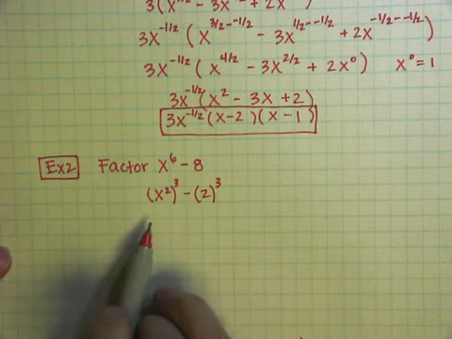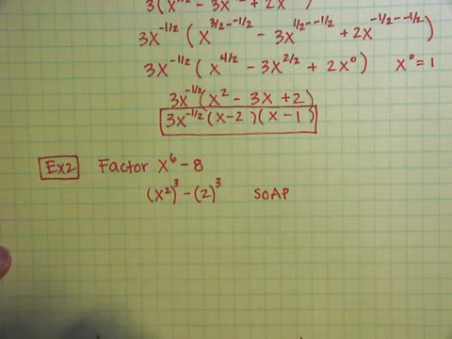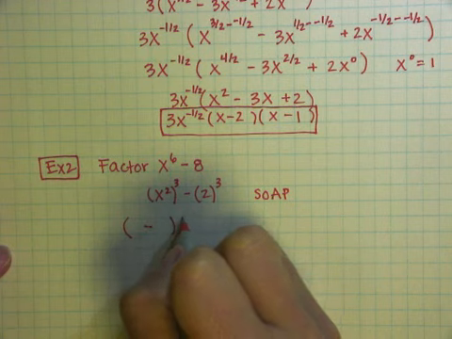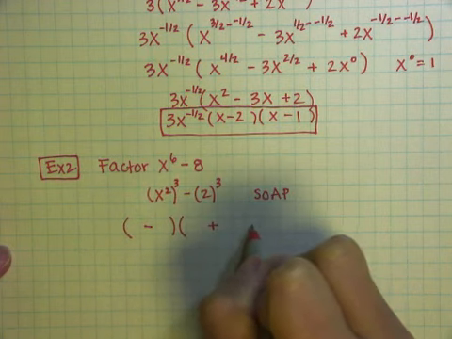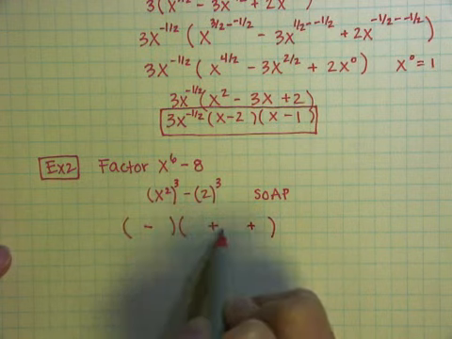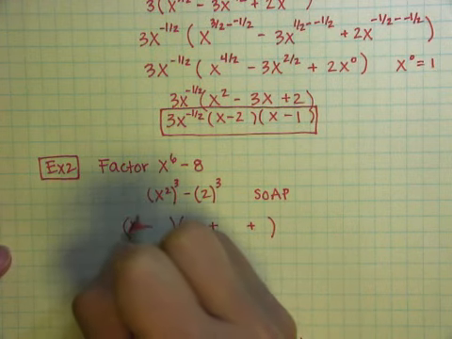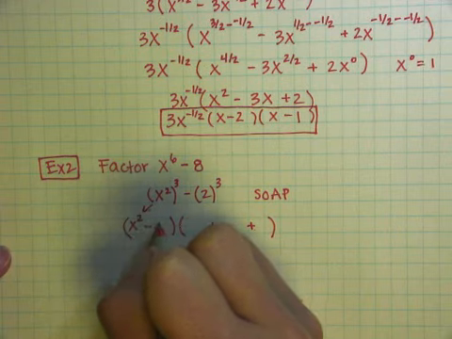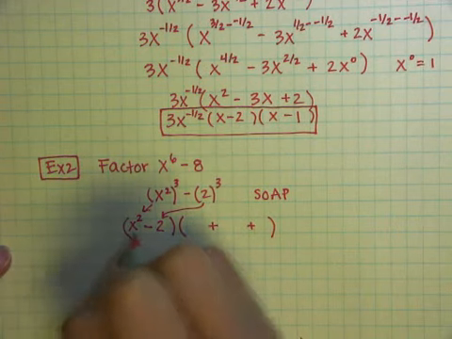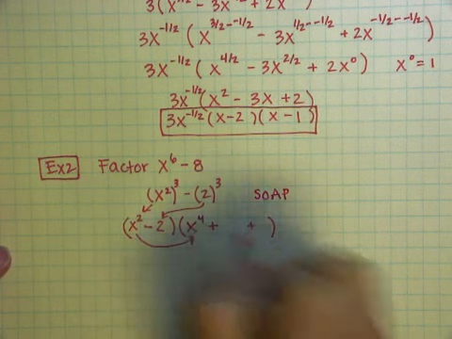Now remember, with the difference of cubes, we use the acronym SOAP to help us remember where the positives and negatives go. So SOAP is same, opposite, always positive. That's where the same is the initial problem, always a plus sign. And then this is the first term, so the x squared and minus 2. Those are my a and my b. And then I square x squared. X squared squared is x to the 4th.